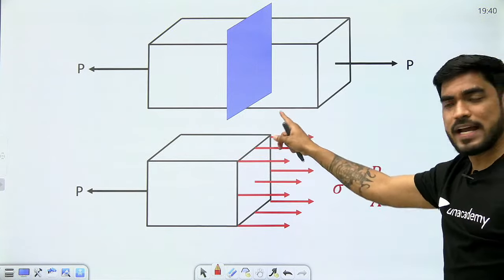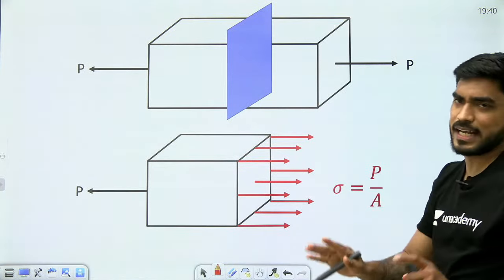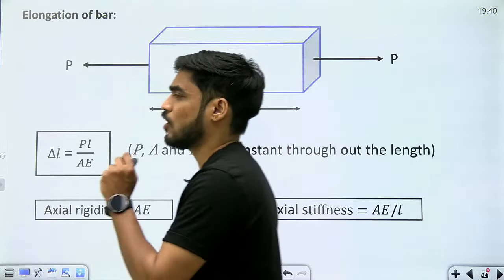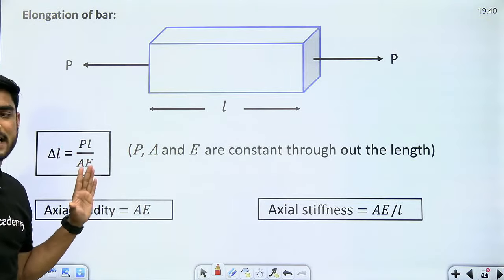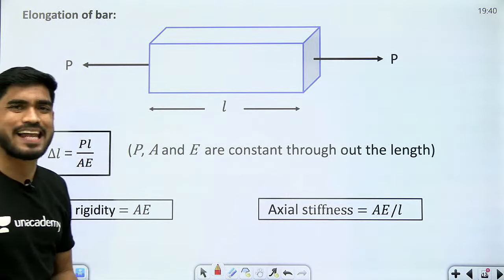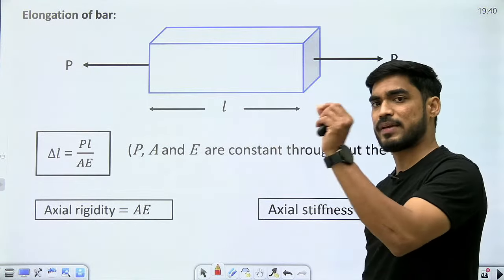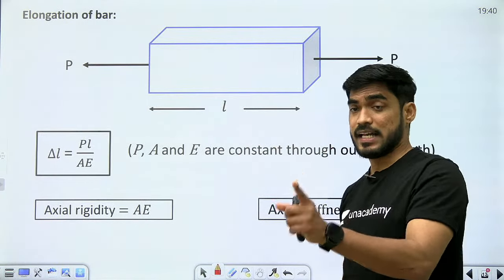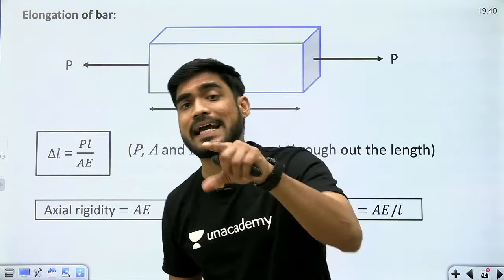Now, the equation of stress in this case is sigma equal to P by A, very easy, and the equation of the elongation, यानी change in length, is PL by AE, but this equation is only valid if P, A and E are constant throughout the length. If P, A and E are not constant, if any of these things are not constant, then how to calculate stress? By integration.